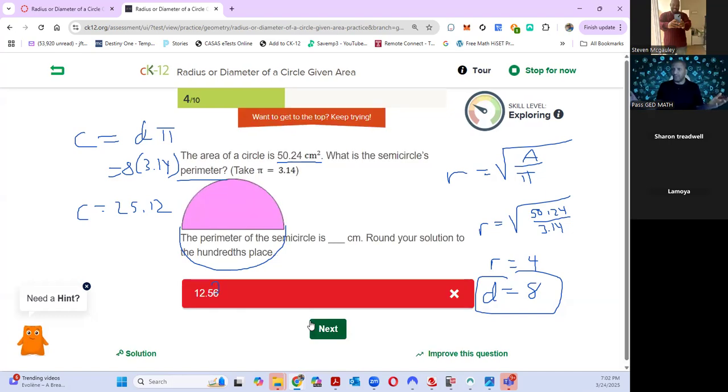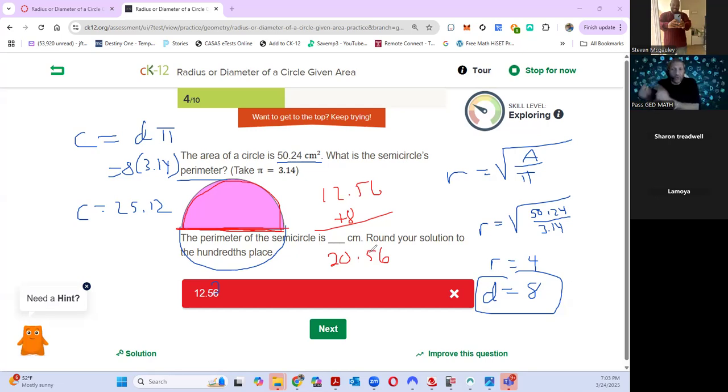Oh, is that right? It says no. Is that right? You've got to round. This is why. Again, let me explain something to you. Remember, let me change this to red. This is the 12.56. We forgot to add this right here. So it's 12.56 plus 8. The correct answer is 20.56.